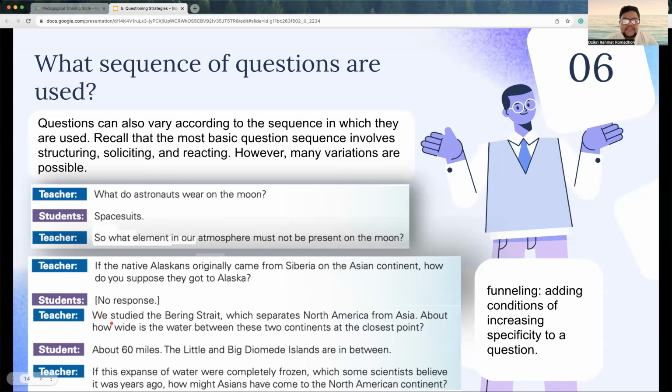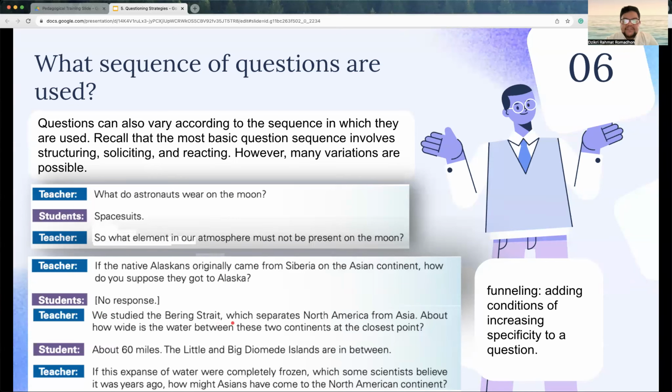So the next question from the teacher is, we studied the Bering Strait, which separates North America from Asia. About how wide is the water between these two continents at the closest point? So now the question is more specific, because the student can now, from the previous lesson, know the distance between this land. Yeah? About 60 miles. The Little and Big Diomede Islands are in between. So in between the lands, there are two islands.